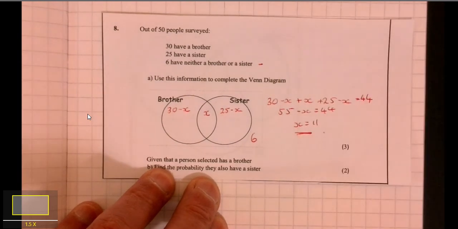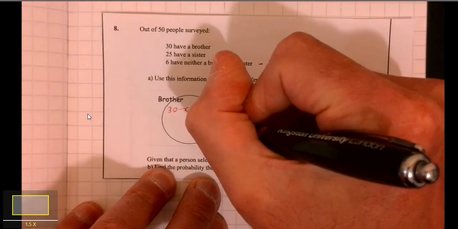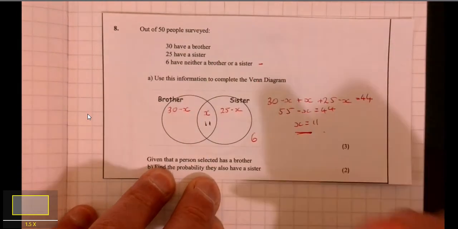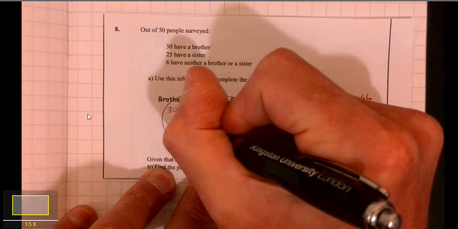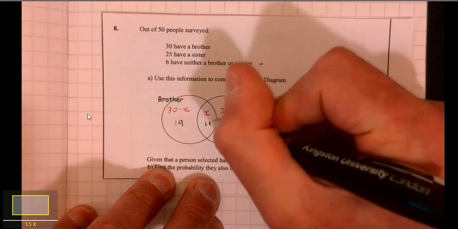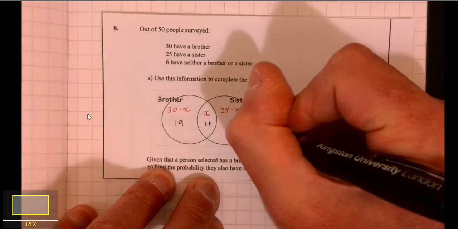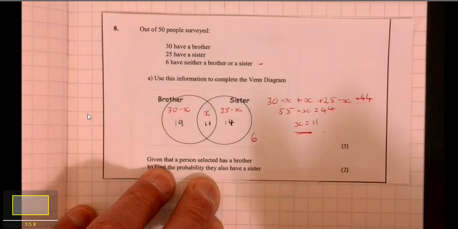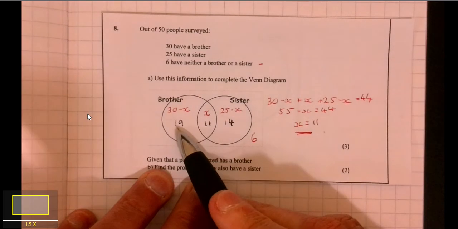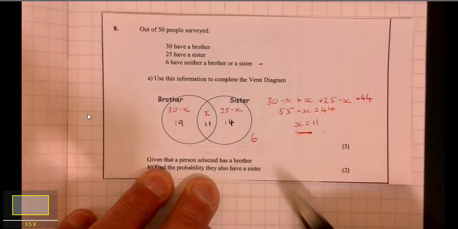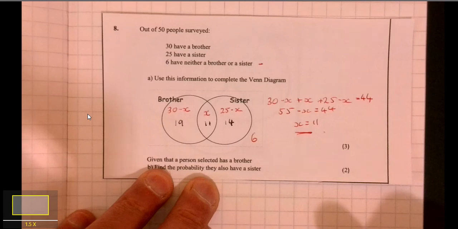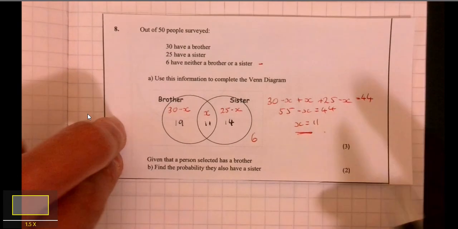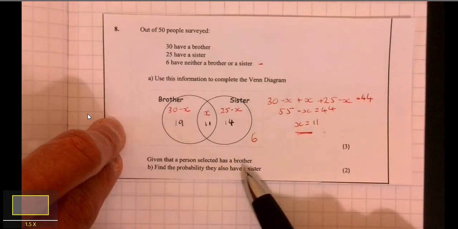So x is 11. So what I can do now is go back with that piece of information. You can do this just by doing a bit of trial and error. That's okay. It's fine. 25 take away 11 is going to be 14. You can check it, make sure they all add up to 44: that's 30, 40, 44, and then the 6 takes us to 50.